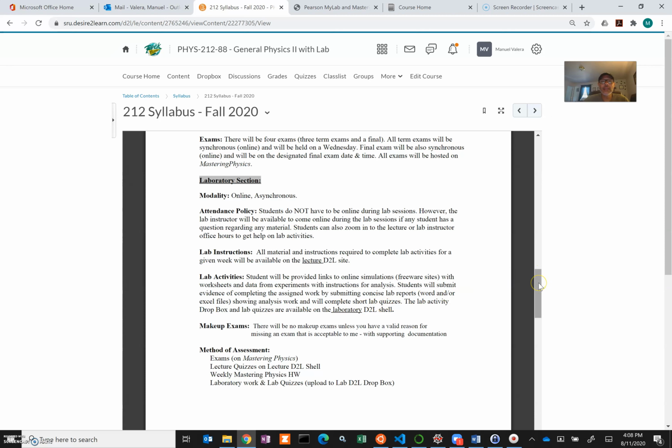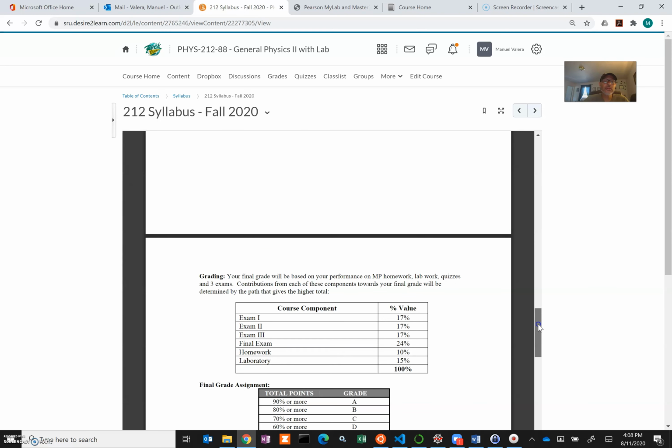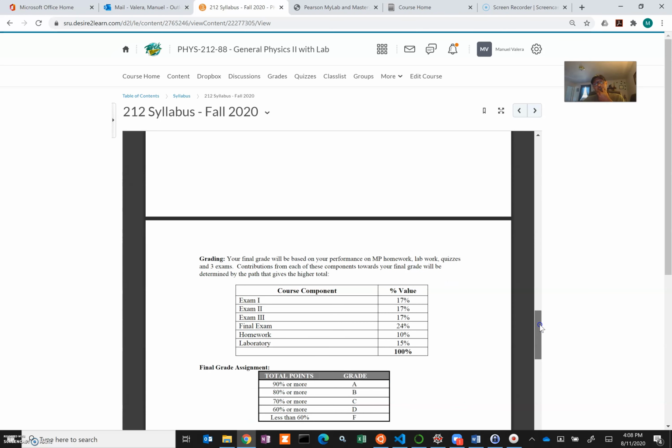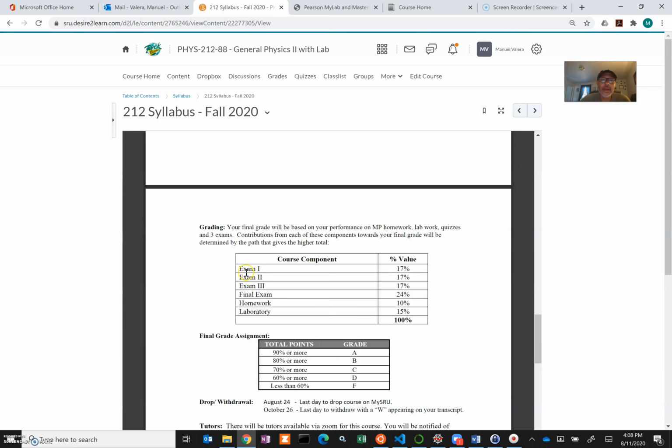And then the lab instructor will be available to you to answer questions and help you work through the problems, and he'll let you know what is the best way to contact. There's also going to be tutoring that is being worked out, and I'll let you know when we have better information on that. So the class is going to have 3 exams and a final.